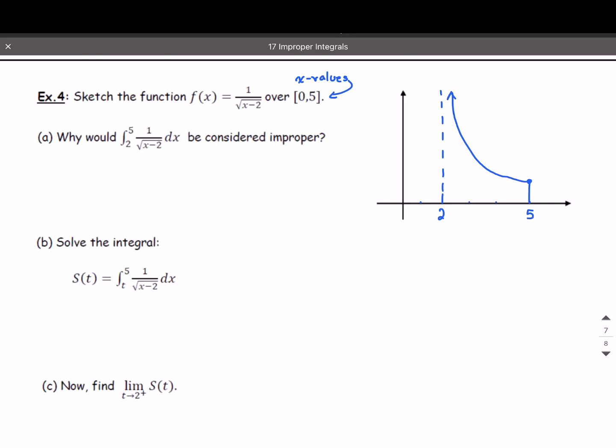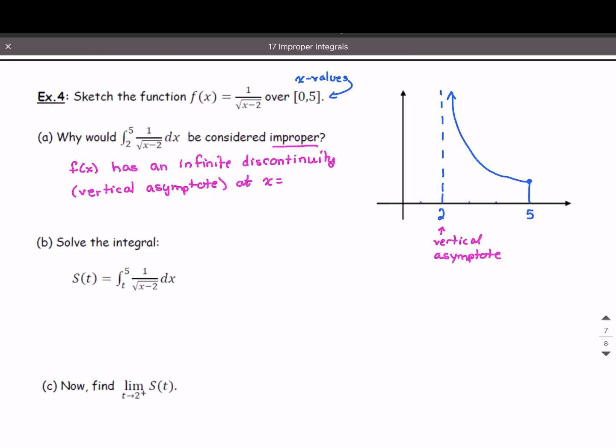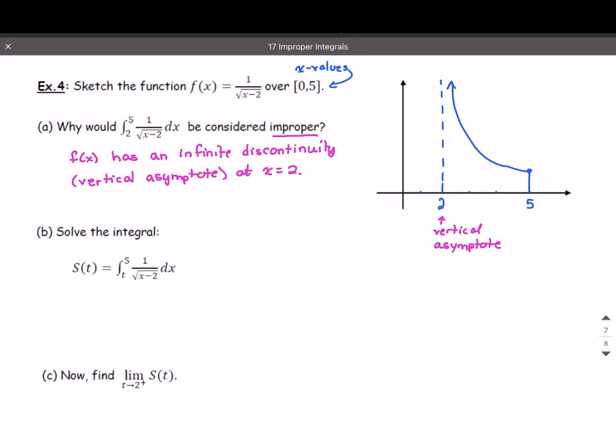So now my question to you is, why would the integral from 2 to 5 be considered improper? Well, notice there's a vertical asymptote here, right? Because the value x equals 2 would make the denominator of our function 0. So the reason it's improper is because f of x has an infinite discontinuity, or a vertical asymptote, at x equals 2.